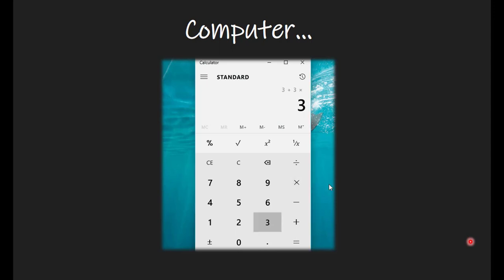Then what will the calculator do? As soon as you press equal to, the calculator will calculate that expression and give you the result on the screen. Let's move to our next example.